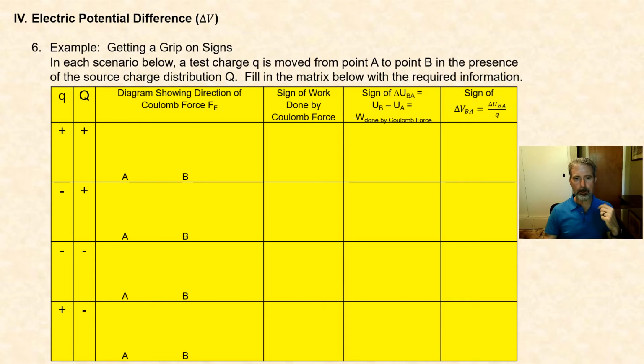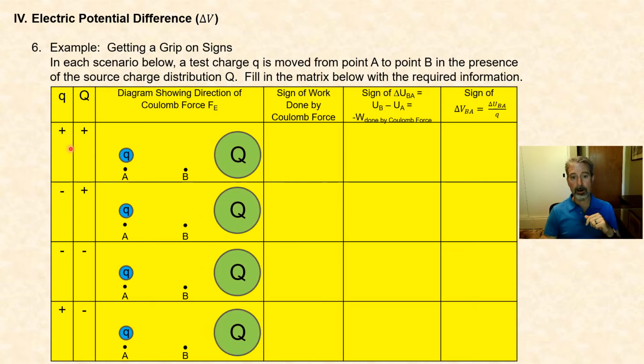Now you'll notice here that I've got little q here. This is what represents a field charge. Big Q here represents the source charge distribution. And you'll notice that we have all different combinations here, all possible combinations of source charges and field charges.